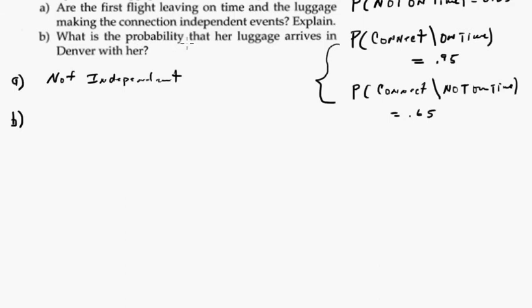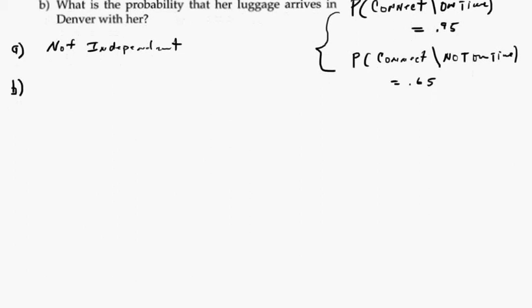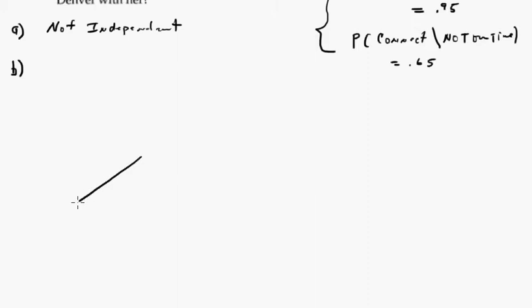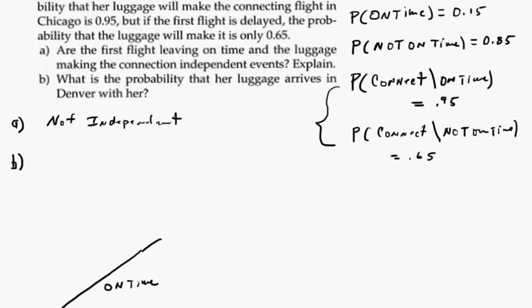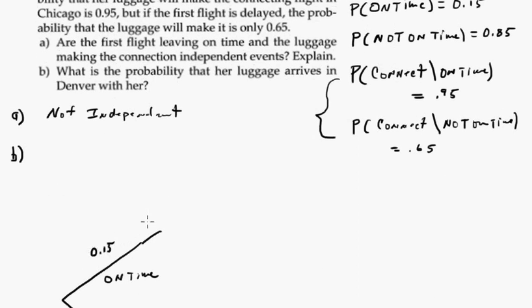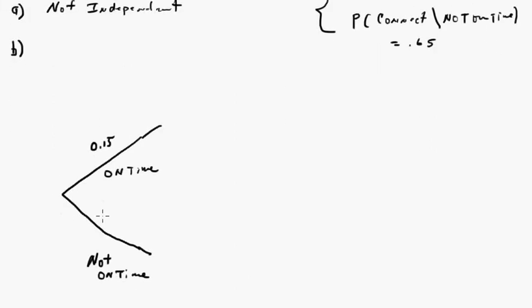So here they want to know what's the probability that her luggage arrives on time. This is a little trickier than it first might seem. Let's model this, and I've done these problems before, so I'm going to say the plane is on time or it's not on time. So first I'm modeling the plane itself. If it's on time, as we were shown up here, that's 0.15. And if it's not on time, that's 0.85.